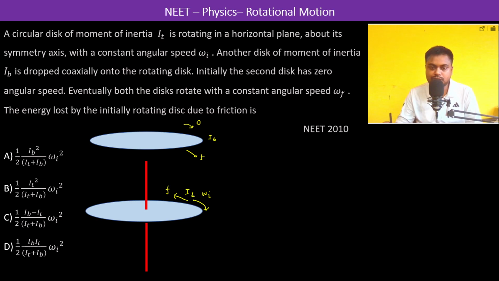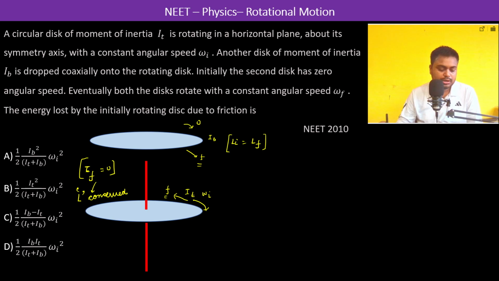Since friction is equal and opposite, the net torque of friction is going to be 0. Since the net torque is 0, angular momentum will be conserved. So initial angular momentum is equal to final angular momentum. That means IT omega I should be equal to IT plus IB into omega F.